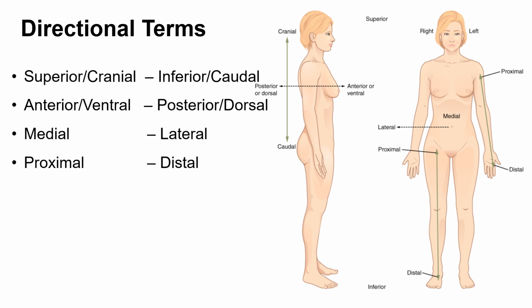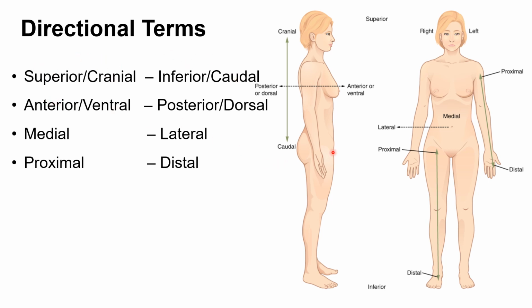When using directional terms, it's important to picture someone in anatomical position, and you can see she's standing, facing forward, palms forward. That's anatomical position. So let's go through these terms. Cranial versus caudal is the same thing as superior versus inferior. Superior, or cranial, is towards the head. Inferior or caudal is away from the head or down towards the lower portion of the body. These can be used interchangeably.